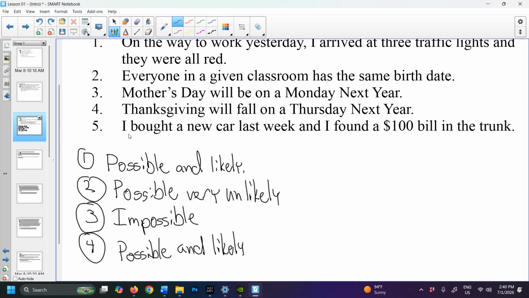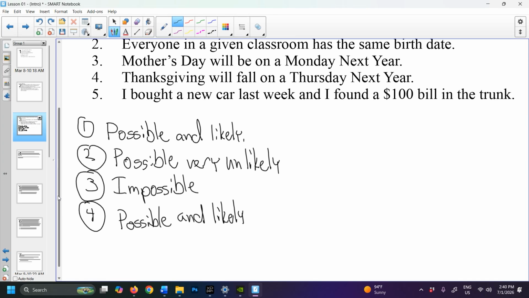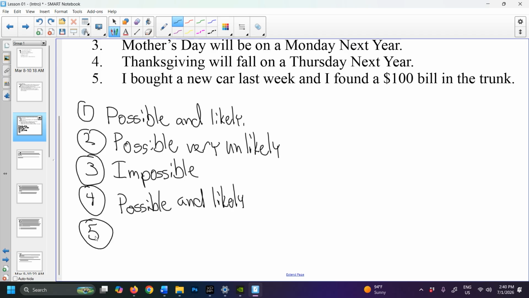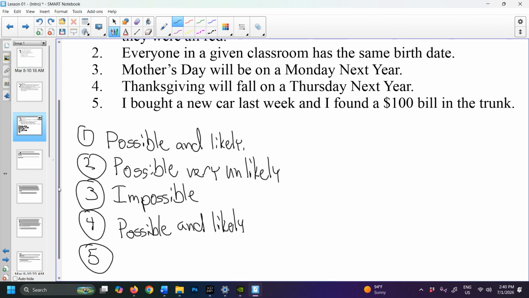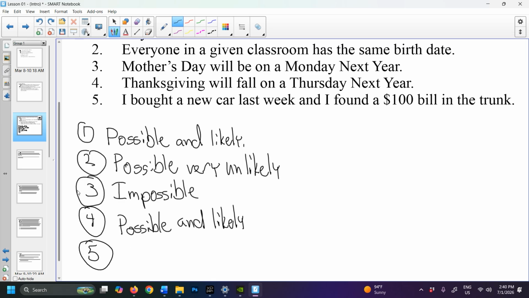And finally, I bought a new car last week and I found a $100 bill in the trunk. It is very unlikely that a car dealer would leave a $100 bill in a used car. So I would say, even though that is possible, it is very unlikely.